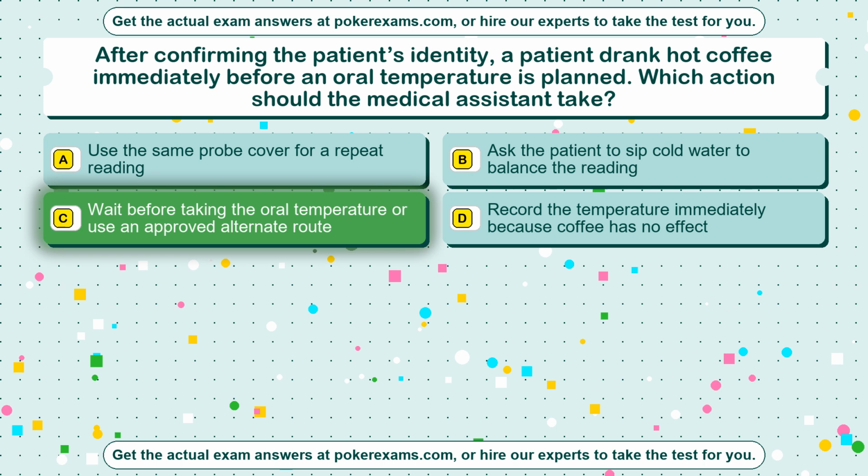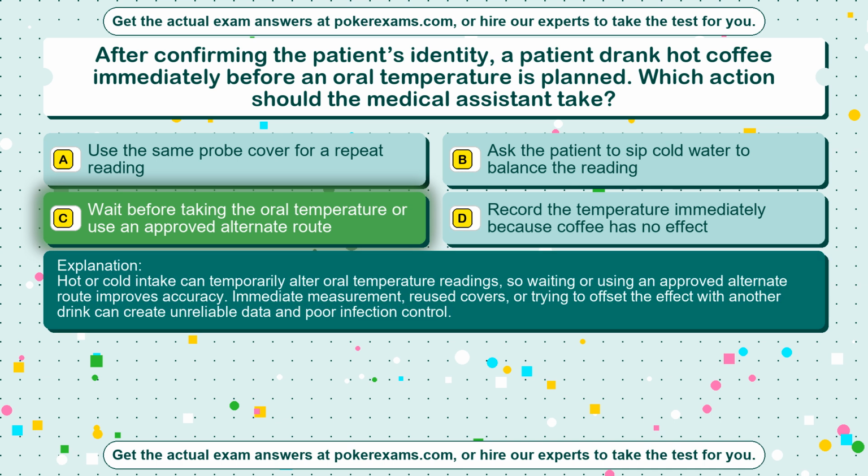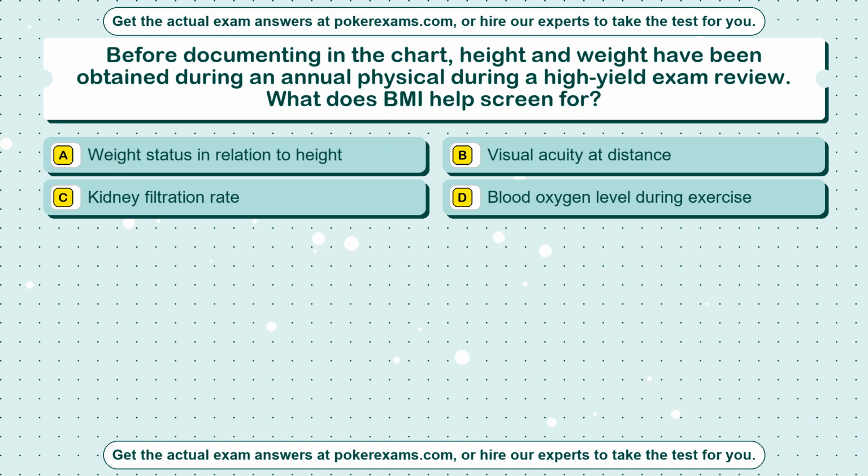The correct answer is option C. Wait before taking the oral temperature or use an approved alternate route. Hot or cold intake can temporarily alter oral temperature readings, so waiting or using an approved alternate route improves accuracy. Immediate measurement, reused covers, or trying to offset the effect with another drink can create unreliable data and poor infection control.